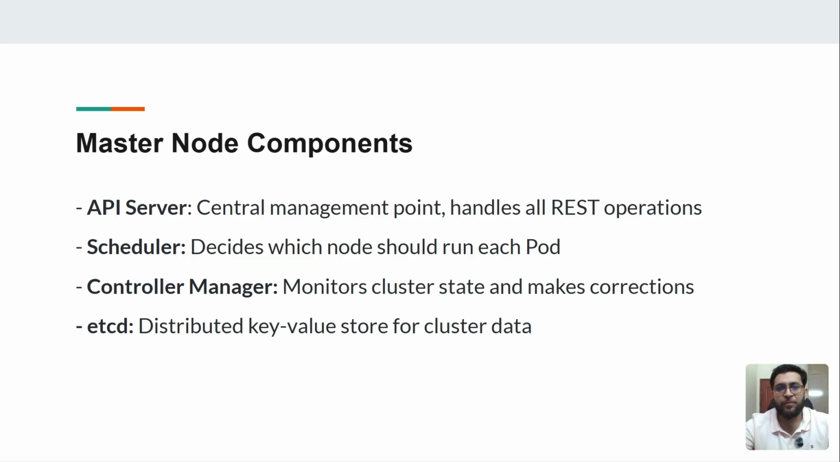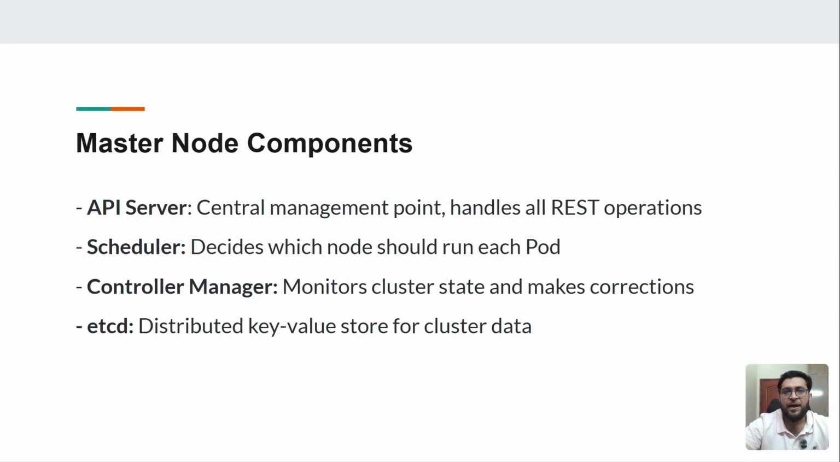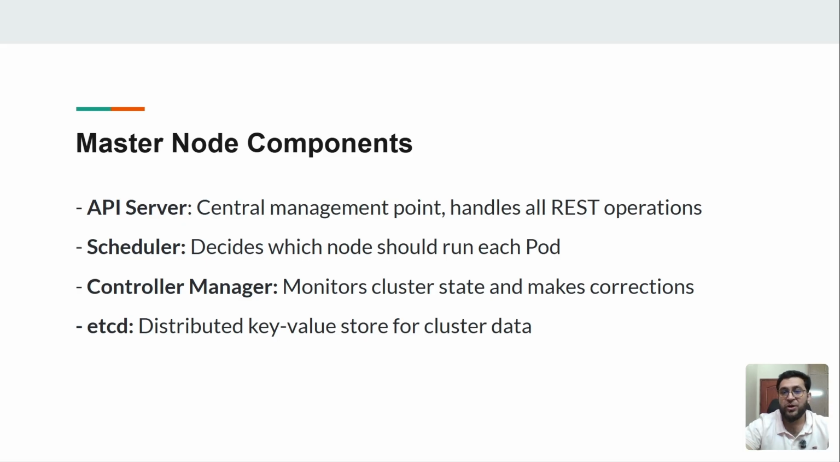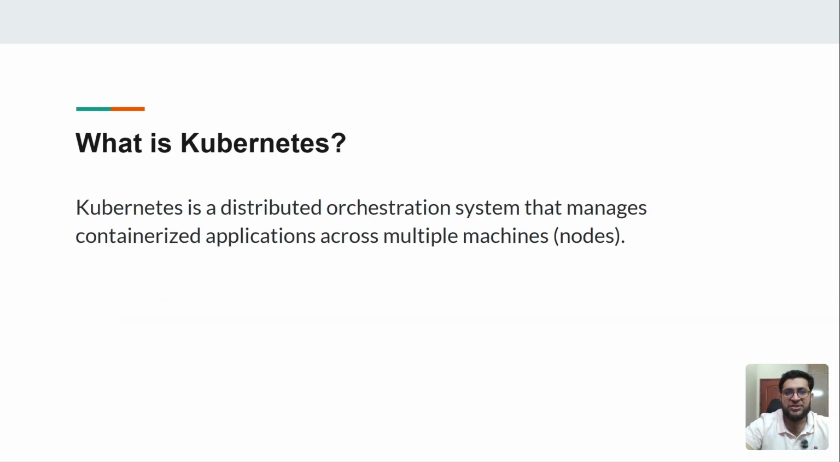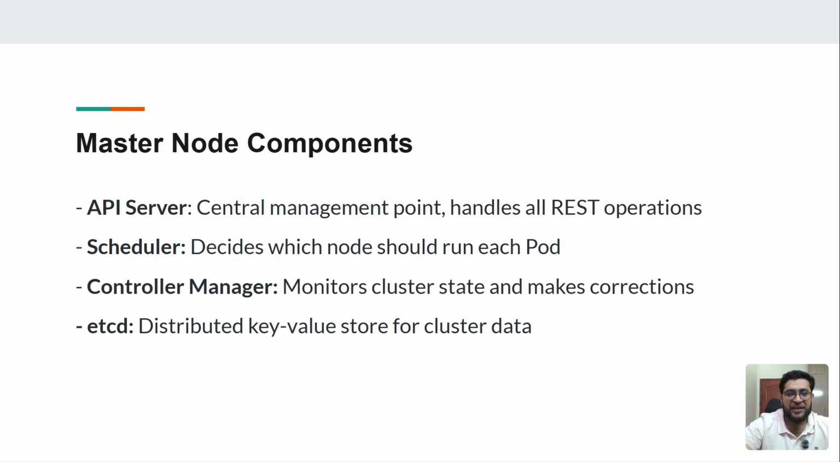Kubernetes has different components, like the API server, which is the central management point that handles the REST operations. Here is the diagram. At the top we have a master node that has 3 components. The first one is the API server, the central management point handling all the REST operations, and the second one is the scheduler. The scheduler decides which node should run each pod, and the other one is the controller manager, which monitors cluster state and makes corrections. So these are the 3 main components of the master node. Apart from that, we have etcd, which is the key-value storage for cluster data.